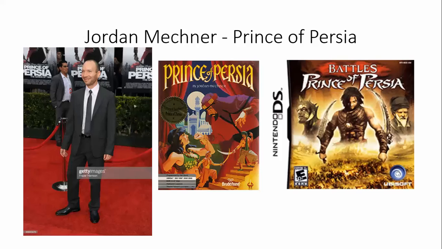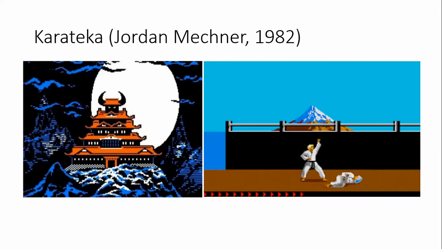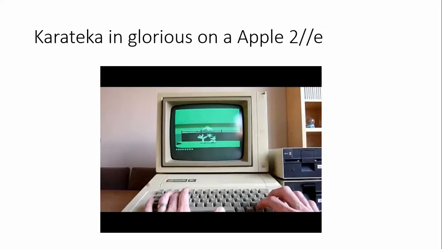Before he did Prince of Persia, he was known for this game, Karateka or Karateka. I think the former is the correct pronunciation. And when you started it up, you'd see this dojo on the left here, and the screen on the right shows some gameplay, although that looks like it might be from a more modern system based on the resolution. And what platform was this designed to run on? The venerable Apple II. So Karateka was designed to run on the Apple II.